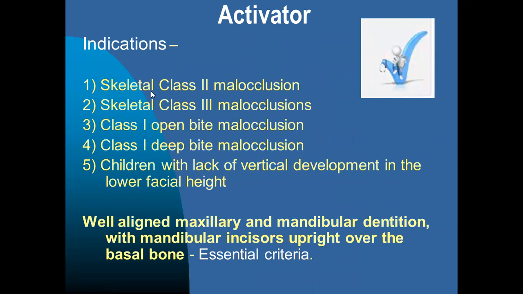The indications of the Activator include skeletal class 2 malocclusion, class 3 malocclusion, a class 1 open bite malocclusion, a class 1 deep bite malocclusion, and children with lack of vertical development in the lower facial height. And the essential criteria for giving an Activator is the arches should be well aligned. Both the maxillary and the mandibular dentation should be well aligned with the mandibular incisors upright over the basal bone.